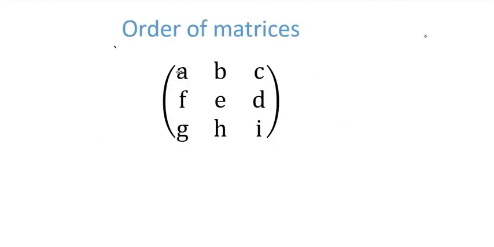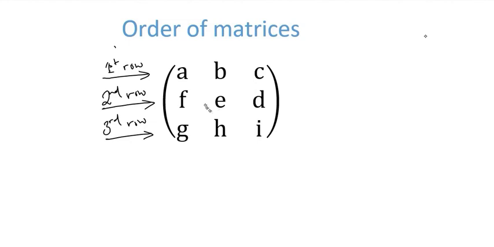The order of matrices. This matrix has 3 rows. The first row consists of A, B, C. The second row consists of F, E, D. The third row consists of G, H, I. It has 3 columns as well: first column, second column, and third column.